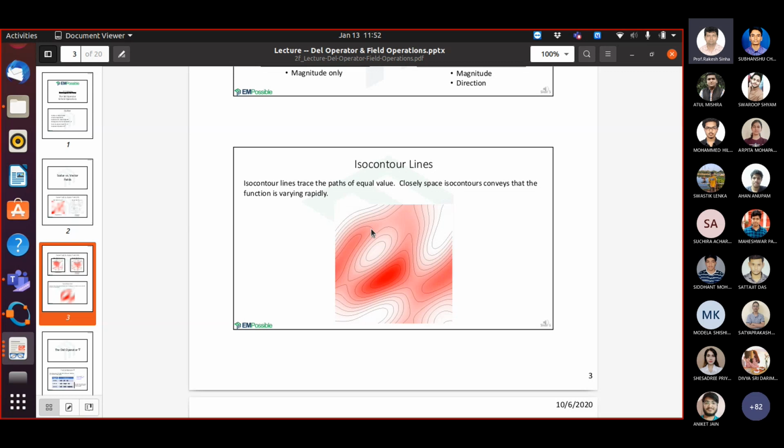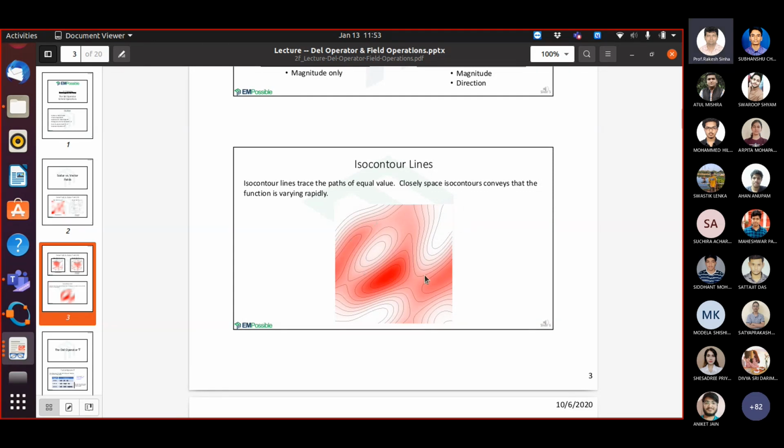Okay, so let's say here I have a 5 volt per meter electric field. Here I have 5 volt per meter, here also I have 5 volt per meter, and so on. And for example, let's say it is 1 volt per meter. Then if you move this point or this point, you will always have a 1 volt per meter field strength. So these are basically isocontour line representations.